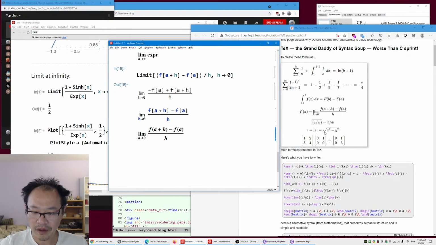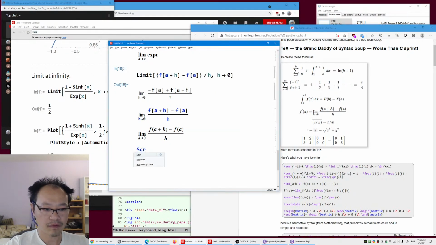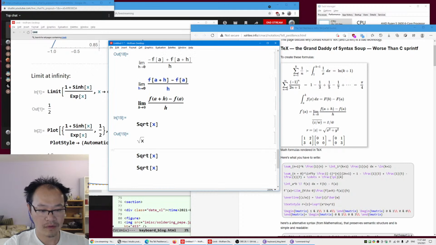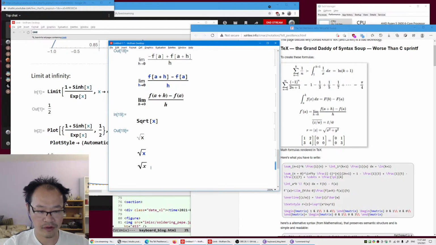Okay, that's limit. How do you do square root? Okay, here's a square root. Control-Shift-N for standard form, Control-Shift-T for traditional form.